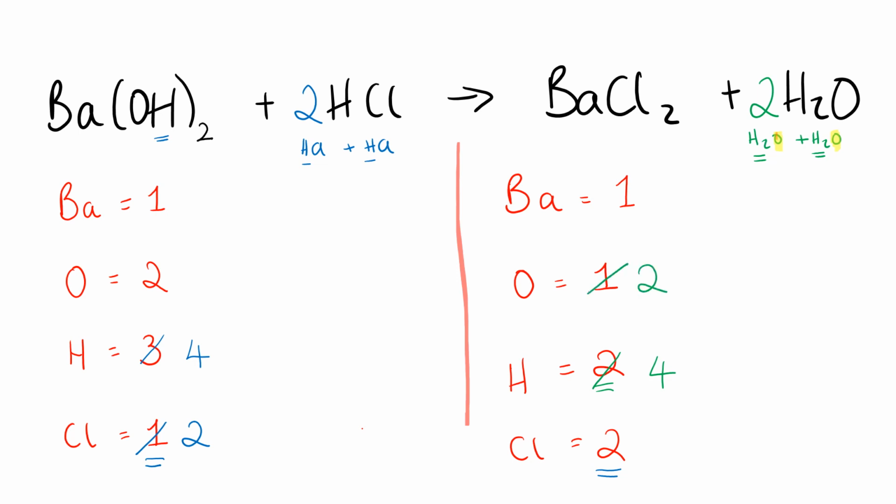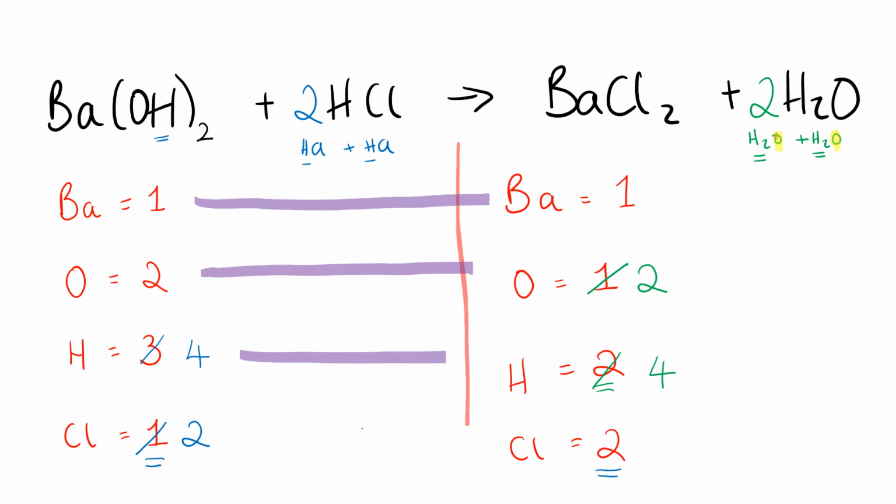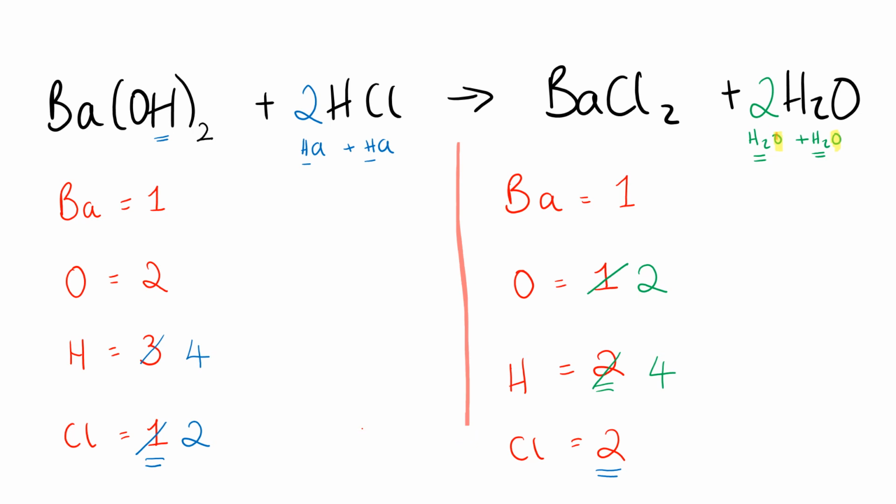And if we look, 1 barium on the left, 1 on the right, 2 oxygens on the left and on the right, 4 H's on the left and on the right, and 2 chlorines on the left and on the right. So mass has been conserved and that reaction is balanced.